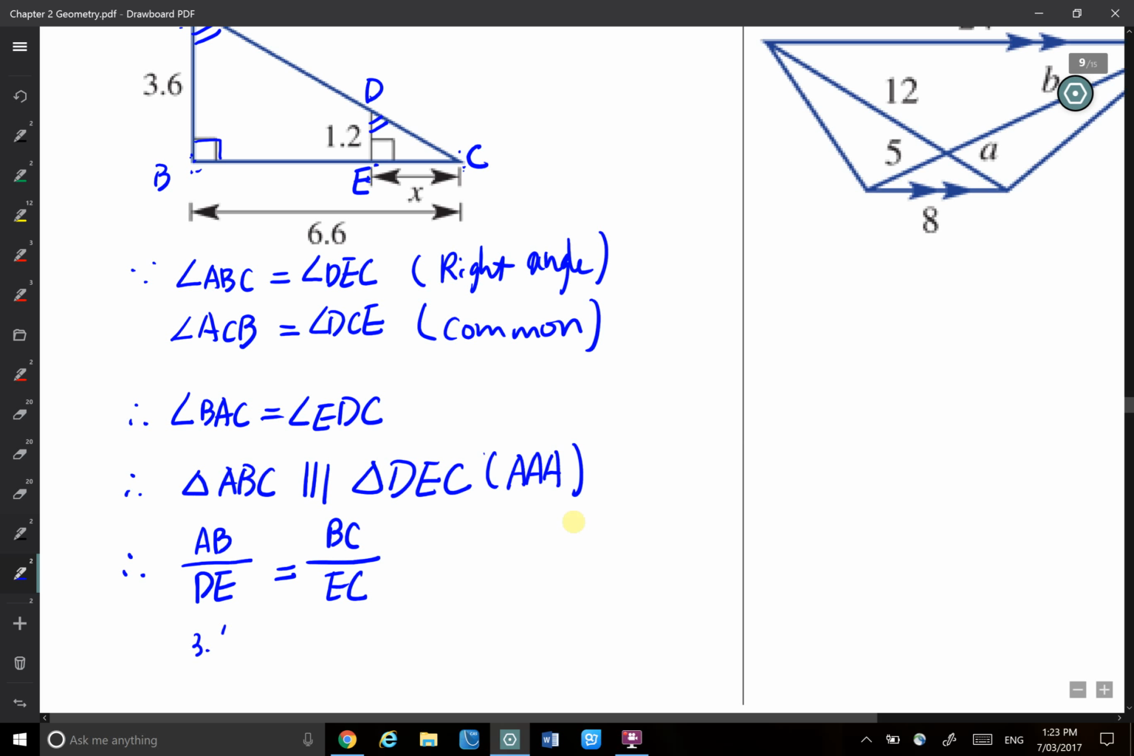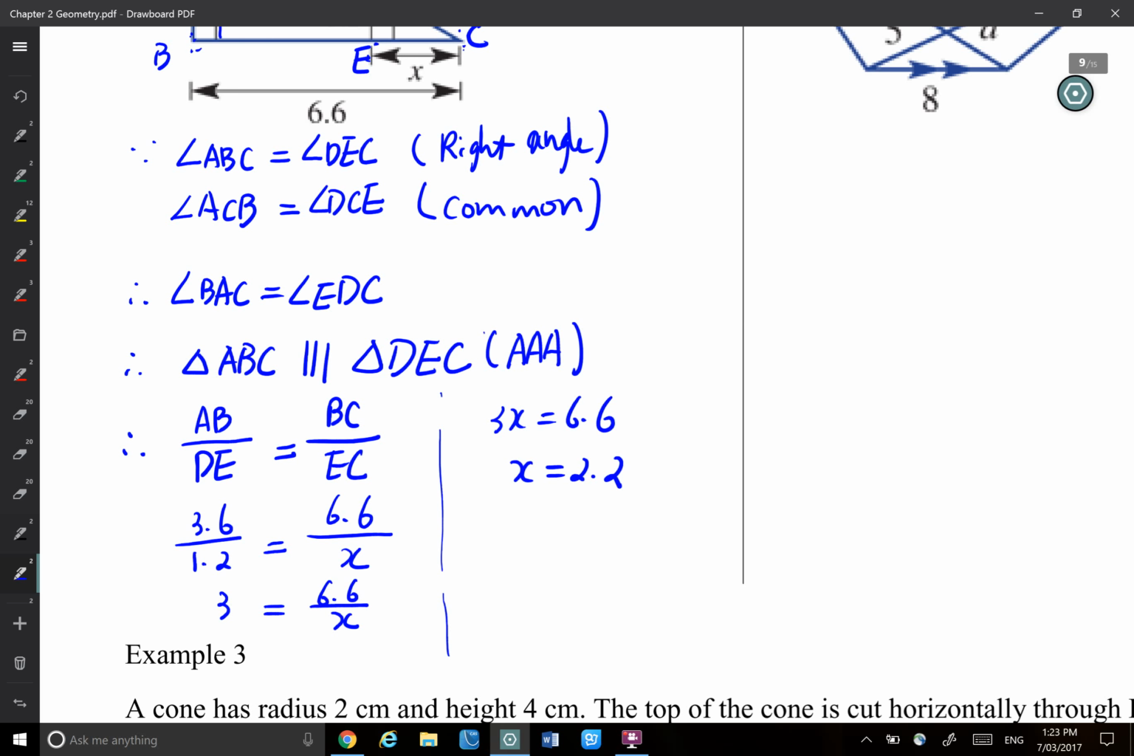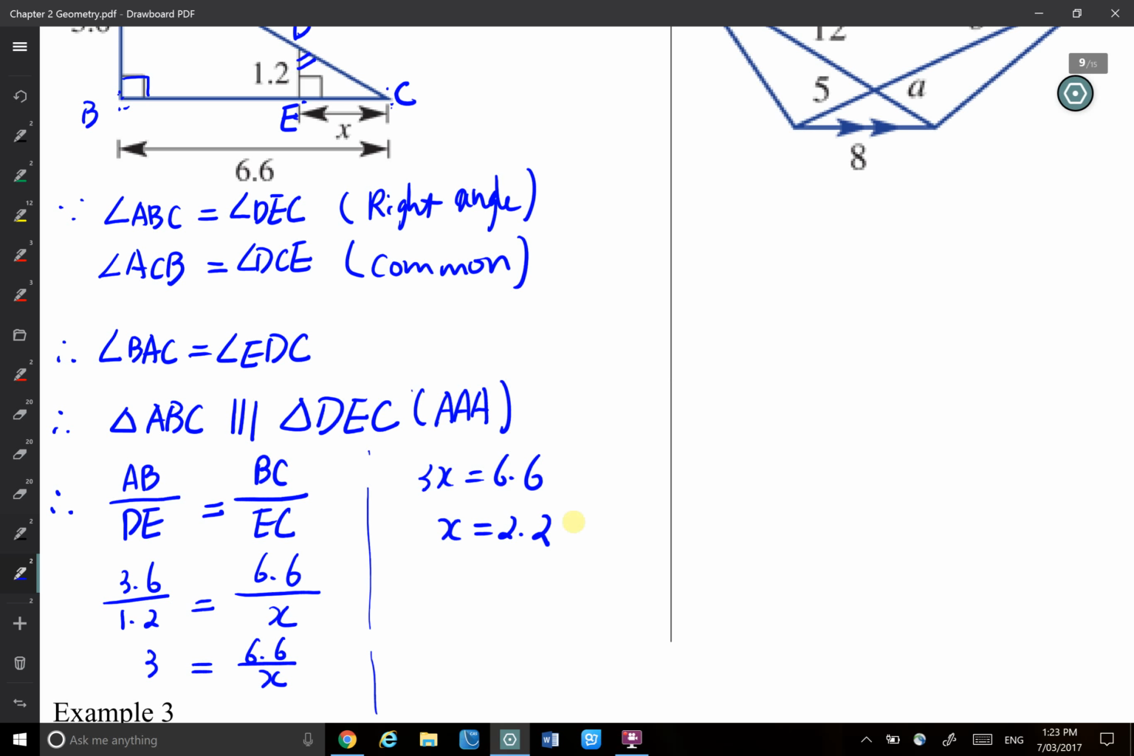Therefore, I will have 3.6 over 1.2 equals BC, which is 6.6, over X. So that will give you 3 equals 6.6 over X. 3X equals 6.6 and X equals 2.2. X equals 2.2. So that's the first one.